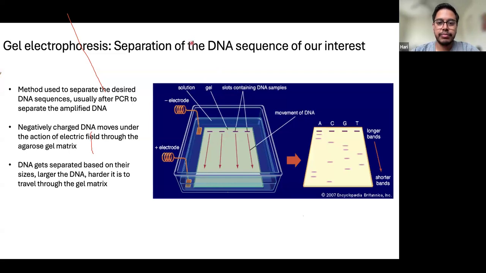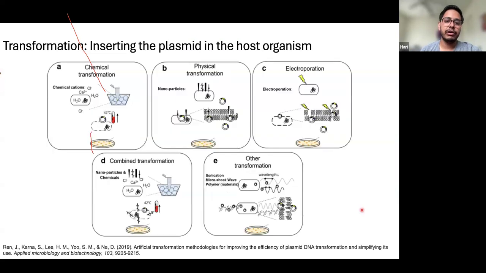Okay. So now we have assembled our DNA onto a plasmid. The next step is to transform that plasmid into the organism of our interest. There are different methods to do that, ranging from chemical transformation to physical transformation, electroporation, and many other techniques. Commonly, what I've observed is that people use chemical transformation or electroporation. This is done by giving certain shocks to the cells so that their walls open up to receive the plasmid.